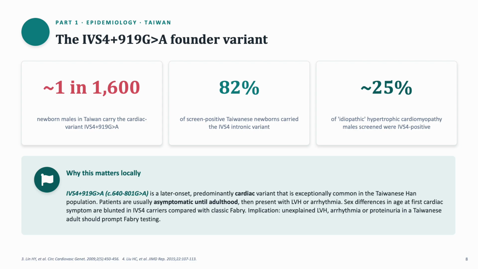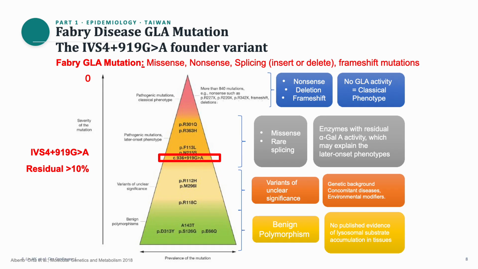The variant causes a late-onset, predominantly cardiac phenotype. Carriers are typically well until adulthood and then develop LVH or arrhythmia, and interestingly, the usual male-female difference in age of onset is blunted. The practical bottom line for everyone in this room: in any Taiwanese or Chinese-ancestry adult, anywhere, with unexplained left ventricular hypertrophy, arrhythmia, or proteinuria, Fabry disease is not a zebra. Test for it.